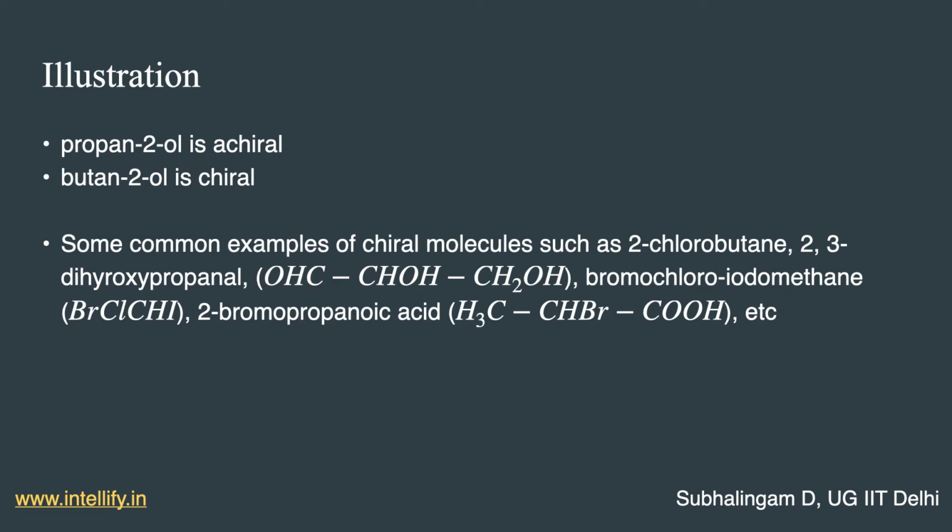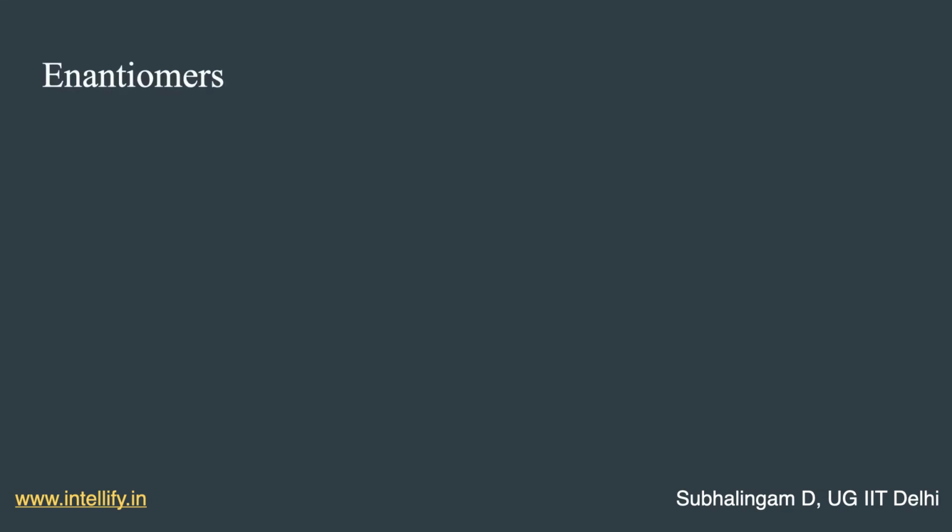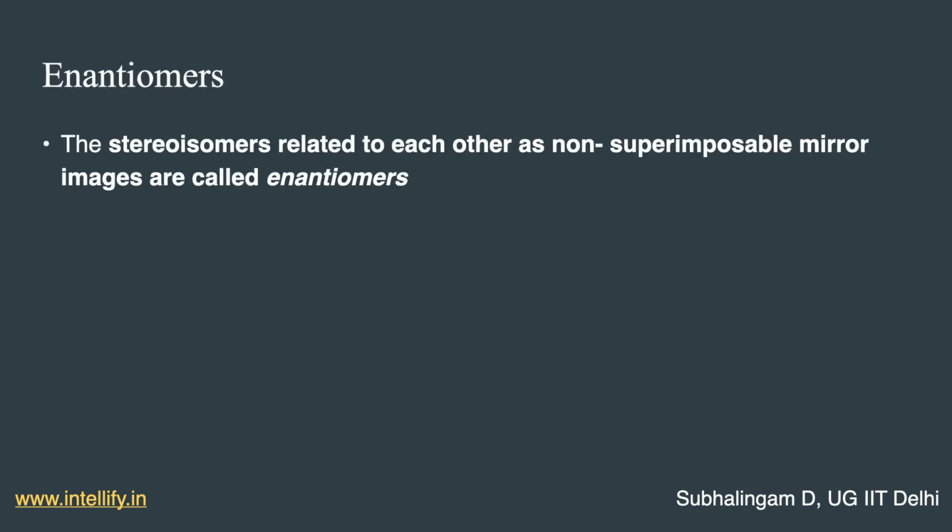We saw that propan-2-ol is achiral because it lacks four different groups around the carbon, that is, not all the four groups around that carbon are different. And in the case of butan-2-ol, we saw that all the four groups around that carbon are different, and so we called it an asymmetric carbon, that is, it's a stereocenter, and we saw that it is chiral. So that was a summary till now.